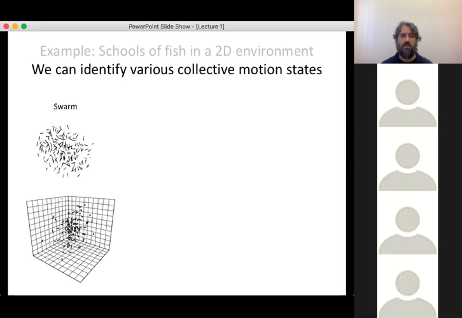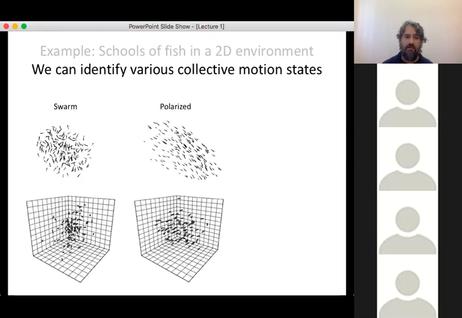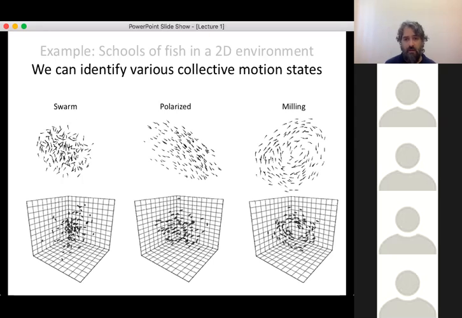They create swarms, so collections of fishes. And these groups of fishes can become polarized, in the sense that they all move in the same direction together, swarming in a polarized fashion towards one direction. But they can also mill. So they can create these kinds of vortices of fishes. So these are the behaviors we observed.